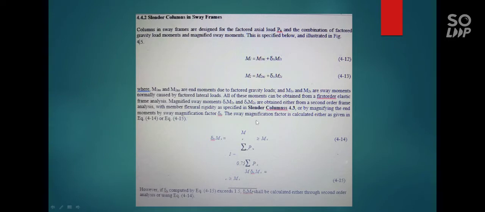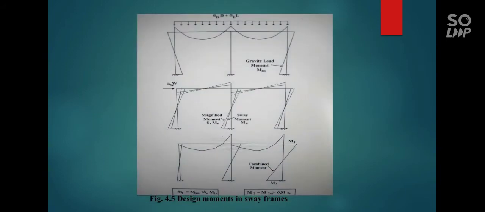[I will show the picture so it is clearer.] So this is the design moment in sway frames: the gravity load moment, the magnified load moment, and the sway moment. So you notice that there is an unbalanced horizontal force, which is why it sways.